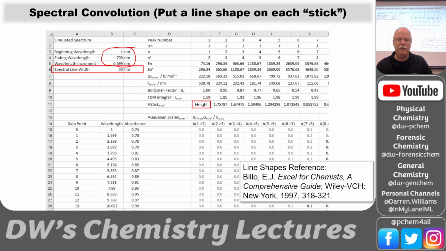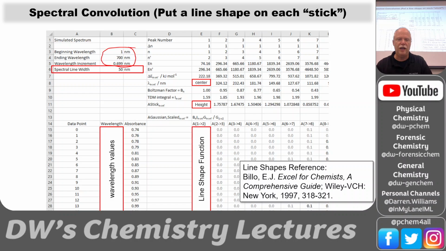And so here we have the height. The stick spectrum is the height. The wavelength transition is the center, okay? And our wavelength values over here. You see those right there. And then each peak has its own line shape peak. Like each transition has its own peak.